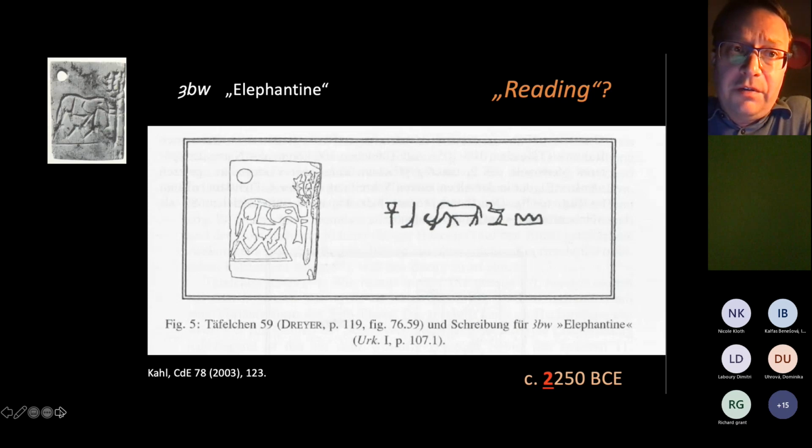Speaking of readings, here you have Abu Elephantini, and that shows you how the decipherment, in inverted commas, works. You look and take a spelling from, in this case, the inscription of Weni, 1,000 years later, you compare it, and then you read Elephantini.